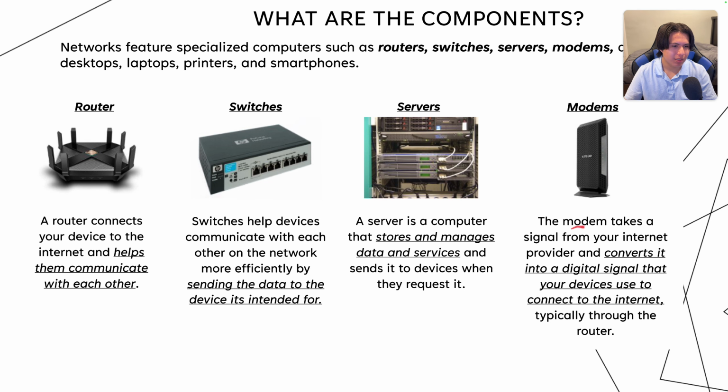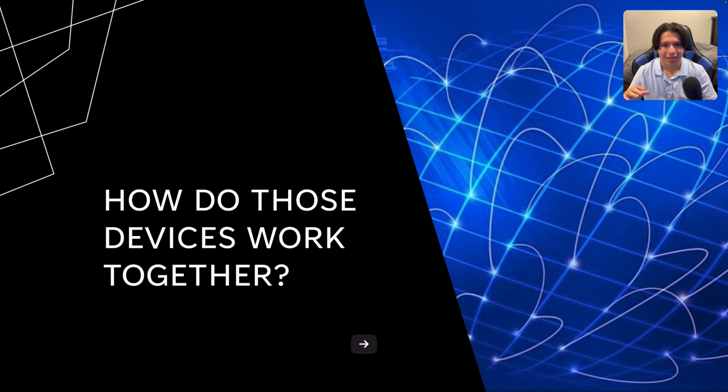Modems. The modem takes a signal from your internet provider and converts it into a digital signal that your devices use to connect to the internet, typically through the router. So once again, the modem takes the signal from the internet provider, makes it into something that your devices can understand to connect to the internet, and that signal is then given to the router.